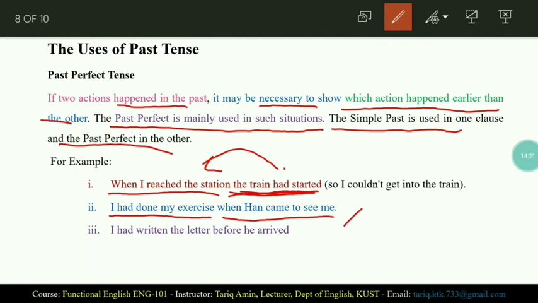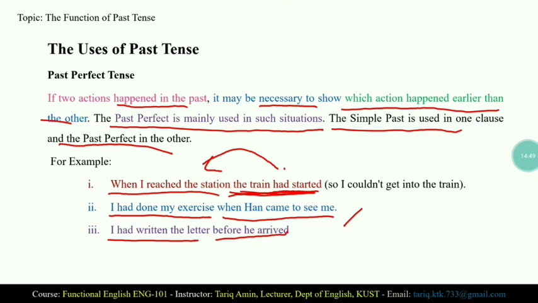In the third example, I had written the letter before he arrived. Before he arrived is the second action, and I had written the letter is the earlier action. In other words, the first clause, I had written the letter, indicates an action that happened earlier than the other action, that is, when he arrived. So if two actions happen in the past and it is necessary to show which action happened earlier than the other, we can use past perfect tense, and we can also use simple past tense to differentiate between the time of the actions.